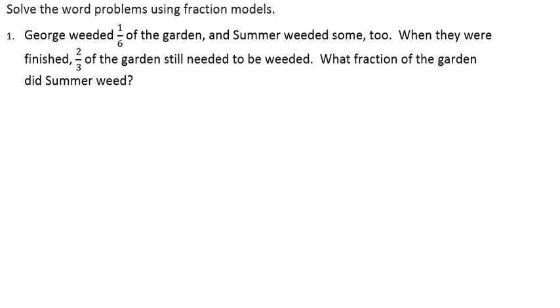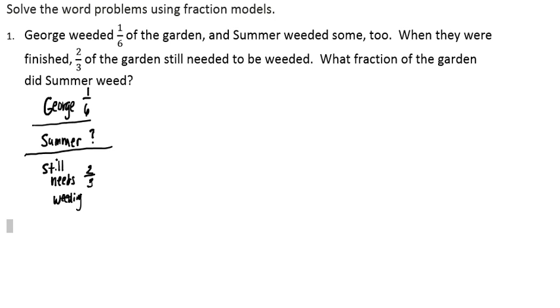I'm going to write down some of the information off to the side here to keep track of what's going on in this problem. Well, first of all, we know that George weeded 1/6 of the garden, so I'm just going to write that down to remember that. Now, Summer weeded some of the garden, but we don't know how much. What we do know is that 2/3 of the garden still needs to be weeded. So here's the 3 things that I know.